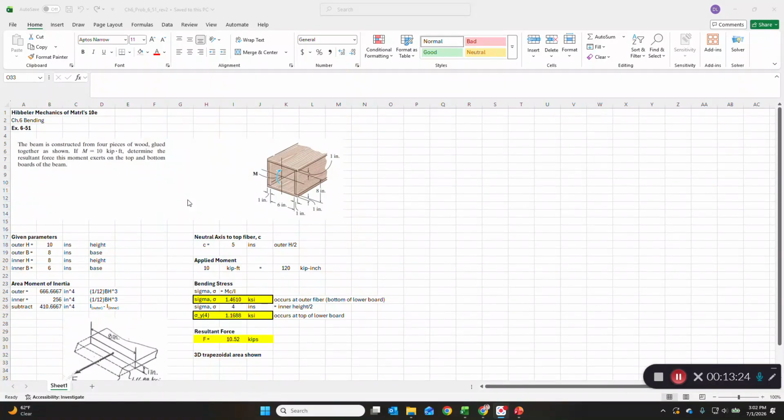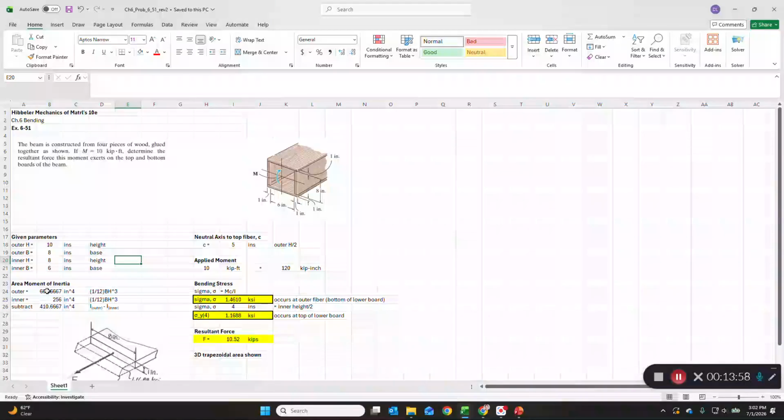All right, well, this is an interesting problem because we have to first type in our given parameters. Our outer height is going to be 10, our outer base is 8, our inner height is 8, and our inner base is 6. You can just see that from the dimensions here, and make sure you're adding the 1-inch thickness of the outer pieces of wood. So that's by inspection. No real calculations needed for the height and base of inner and outer. Why do we need both inner and outer?